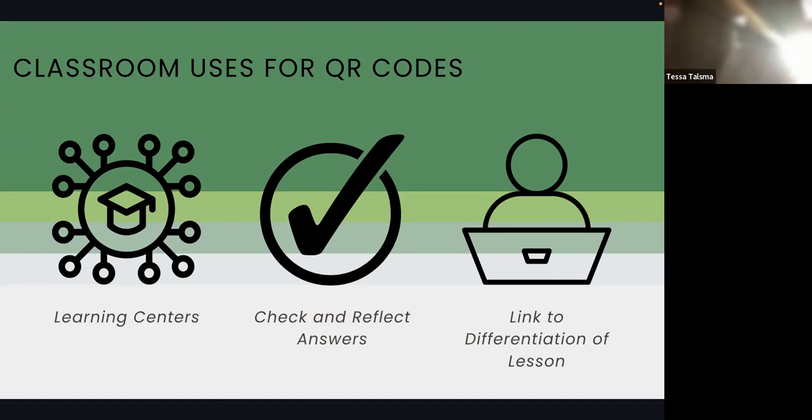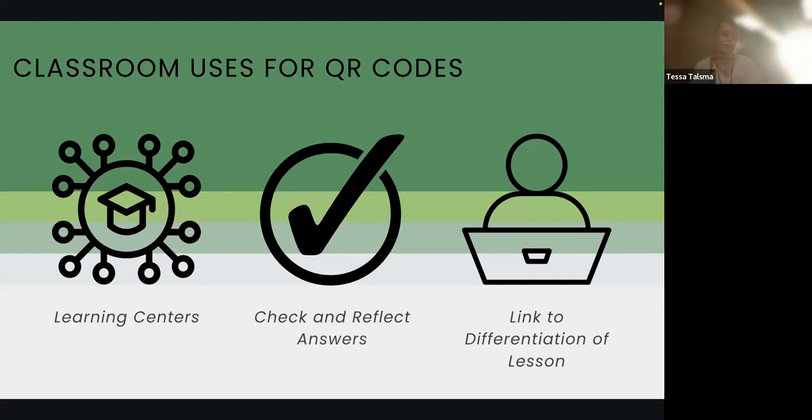Something else you could use the QR codes for in the classroom would be to check and reflect answers. So it could be centers, it could just be group work, whatever works for you. You can have students in a scavenger hunt and maybe they're checking their answers as they go, right? So they can scan the QR code, it'll check the answers, that sort of thing, saves everyone a little bit of time.